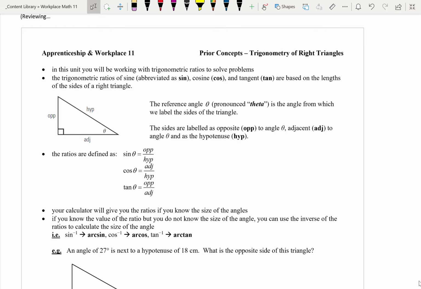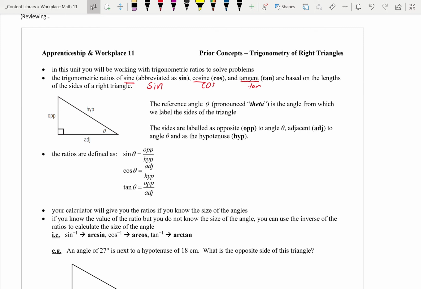In this unit, you'll be working with something called trigonometric ratios to solve problems. So a trigonometric ratio, there's three of them that we're going to deal with. There's sine, there's cosine, and there's tangent. So we generally refer to these as sin, cos, and tan for short. And basically these talk about the relationships between the different sides of a right angle triangle.